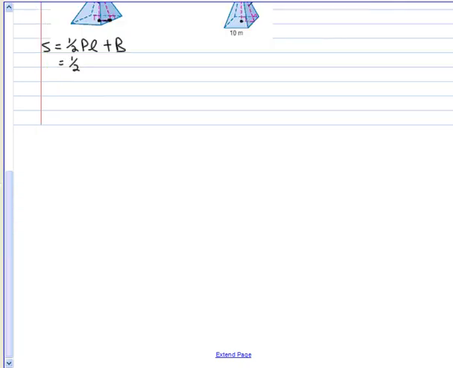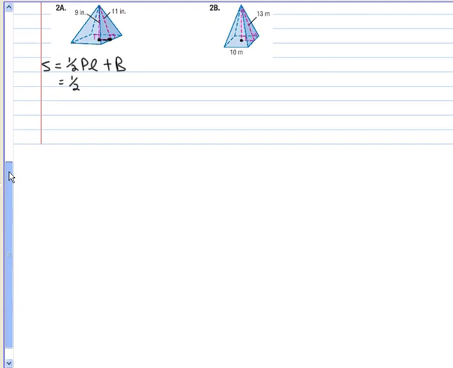Is that one of our special triples or special triangles? No, it's not. So let's call that bottom piece x for a minute. 9 squared plus our x squared would equal 11 squared. So I'm going to subtract that 9 squared to move it over. Then you are going to take the square root of this and tell me what is that x distance.